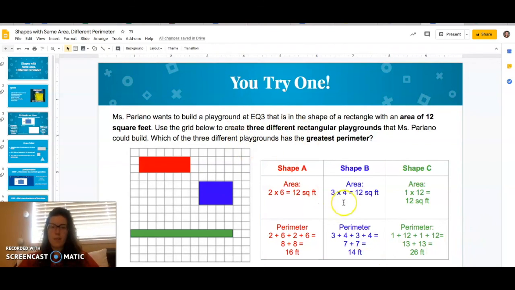So there you have it, friends. We have 3 shapes with the same area, but different perimeters. Did I answer the question yet, though? No. I need to make sure I figure out which one has the greatest perimeter. And it looks like that is, what's the greatest? 16, 14, or 26? Think in your brain. Yeah, 26, right? 26 is the greatest perimeter. So shape C answers the question.